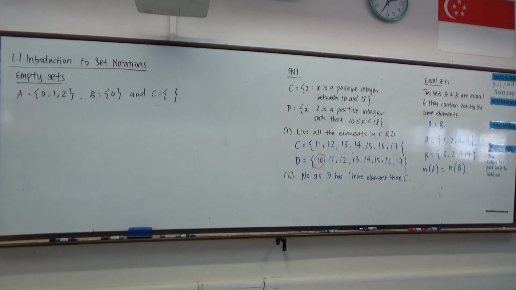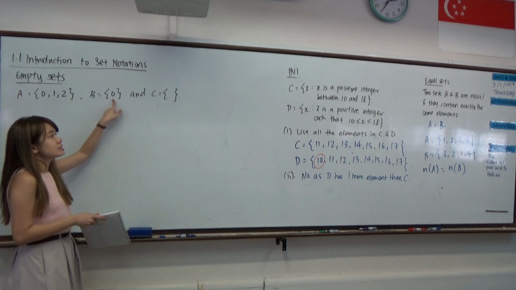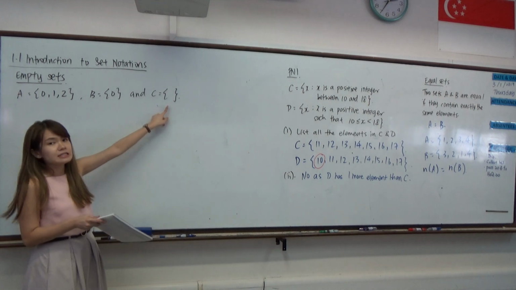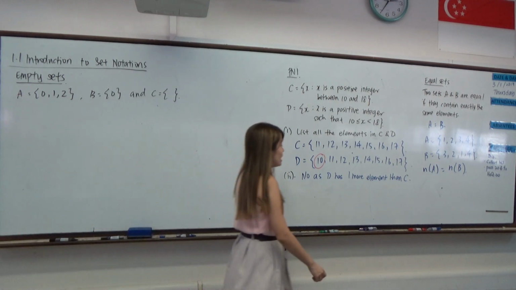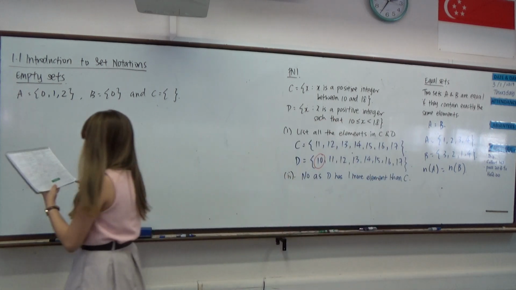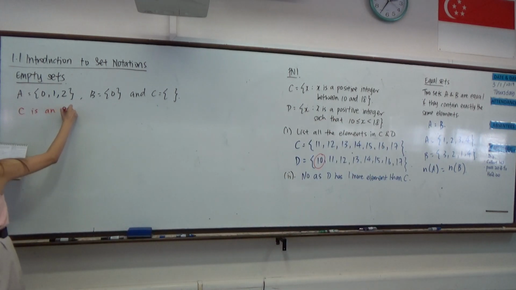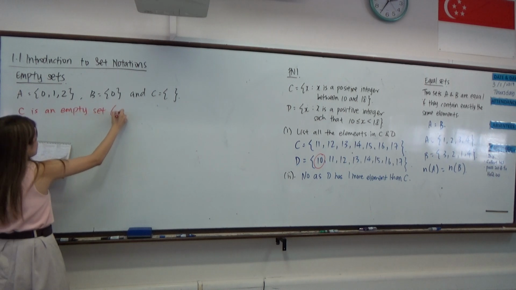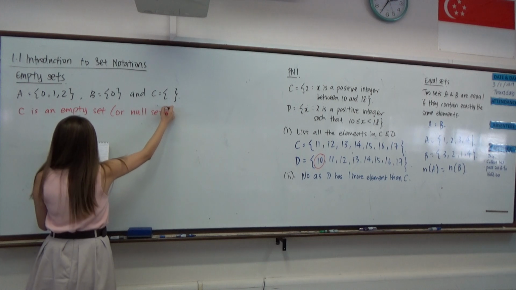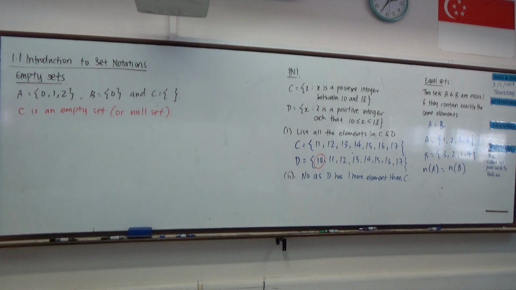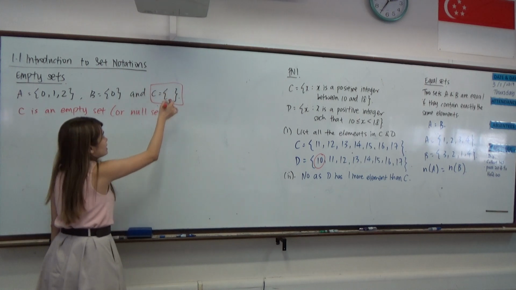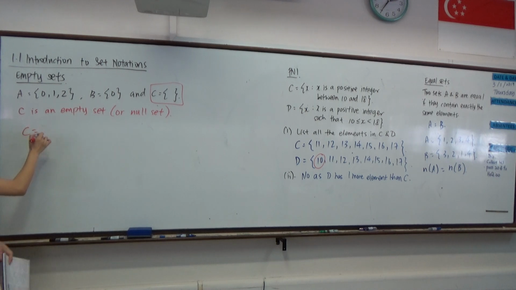Next, we take a look at empty sets. Looking at these three sets over here, I have A, whereby the elements are 0, 1, 2. B contains the element 0, and C has nothing inside. C is what we call an empty set, whereby there are no elements inside it. Sometimes we also call it a null set. We could write the empty set as C equals curly brackets with nothing inside. Or sometimes I could also write C equals this notation.